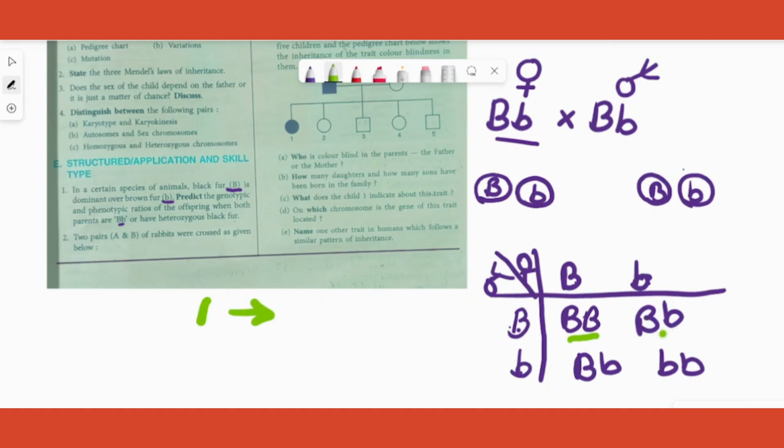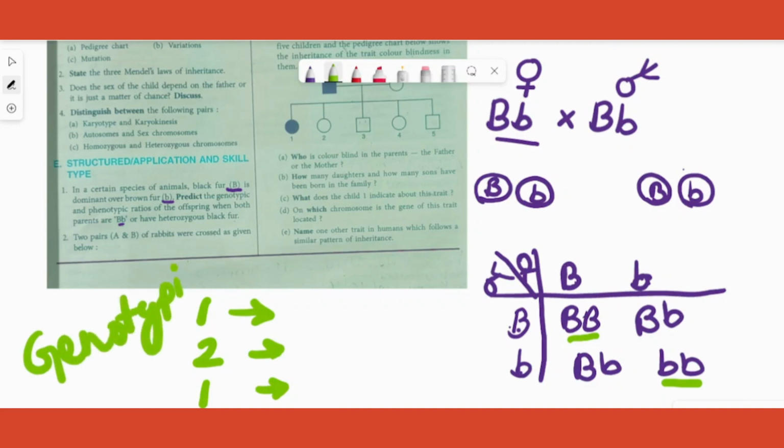Then heterozygous, that is one capital, one small. Both the alleles are not the same. One is a dominant, one is a recessive. Heterozygous black 2, and after that homozygous brown 1. Now over here you have to write black, and here brown, homozygous, heterozygous, homozygous. After that, this becomes the genotypic ratio.